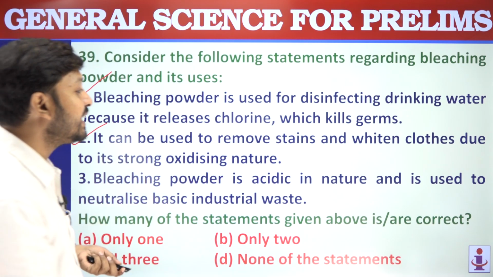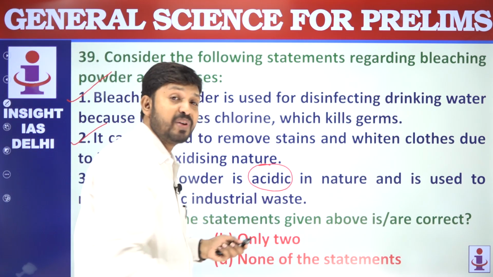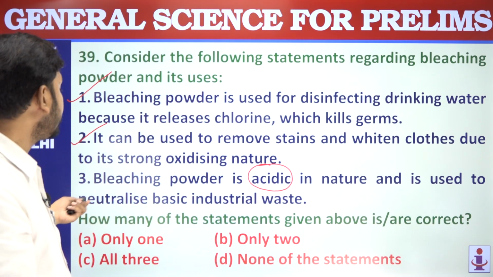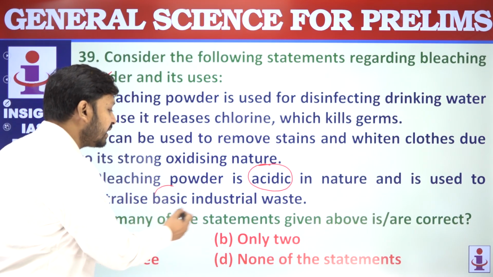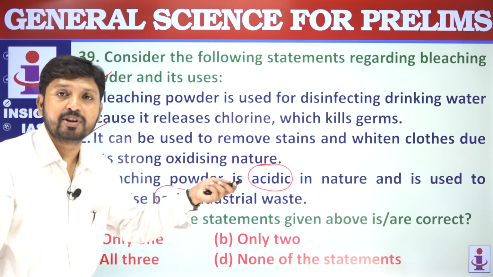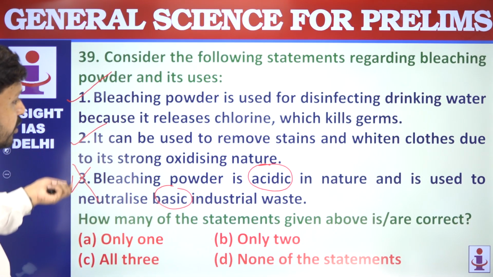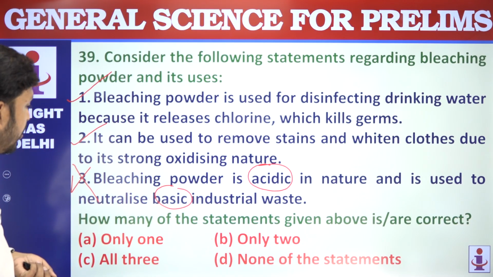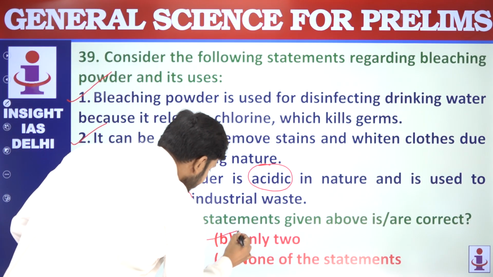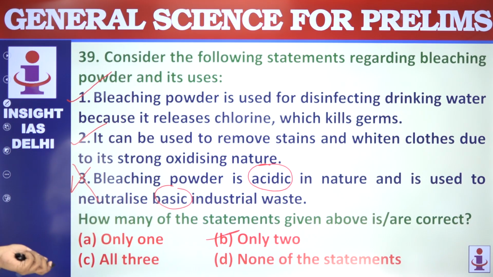Bleaching powder is acidic in nature. No, it is not acidic in nature. It is basic in nature, and it is used to neutralize acidic waste coming from industries. So the third statement is once again wrong here. So 1 and 2 are correct, and they are asking for the correct ones. So only 2 statements are correct in this case. Our answer will be only 2, that is B.